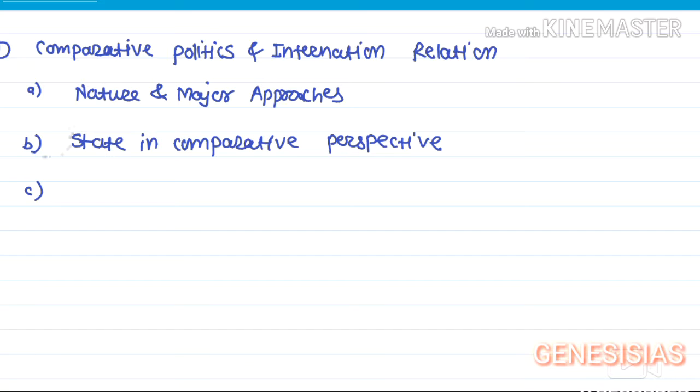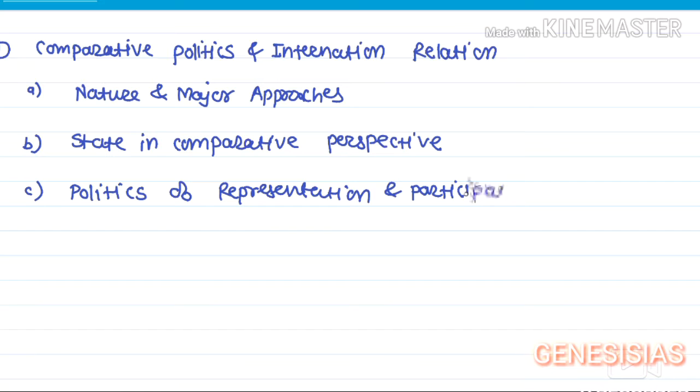So let's write. It includes politics of representation and participation. Then next is globalization. It includes responses from developed and developing societies.